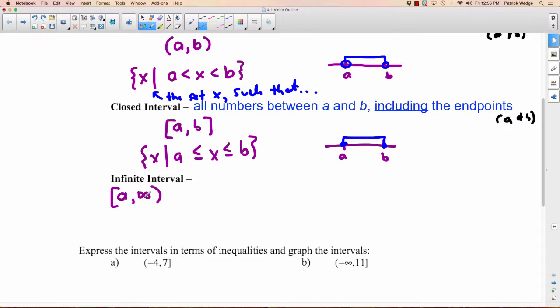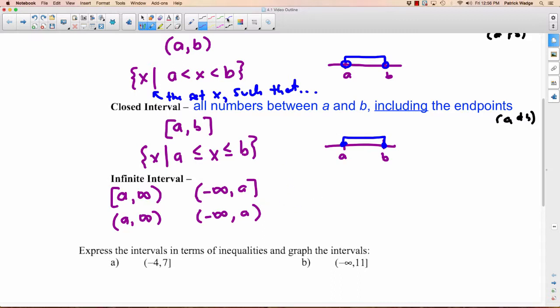It could be an infinite interval from a to infinity, but it doesn't include a. It could be an infinite interval from negative infinity up to a, or b, any letter you want here. Again, always a circular bracket around the infinity, and let's say it does include a. Or it could be from negative infinity up to a, and it doesn't include a. So these are four different possibilities.